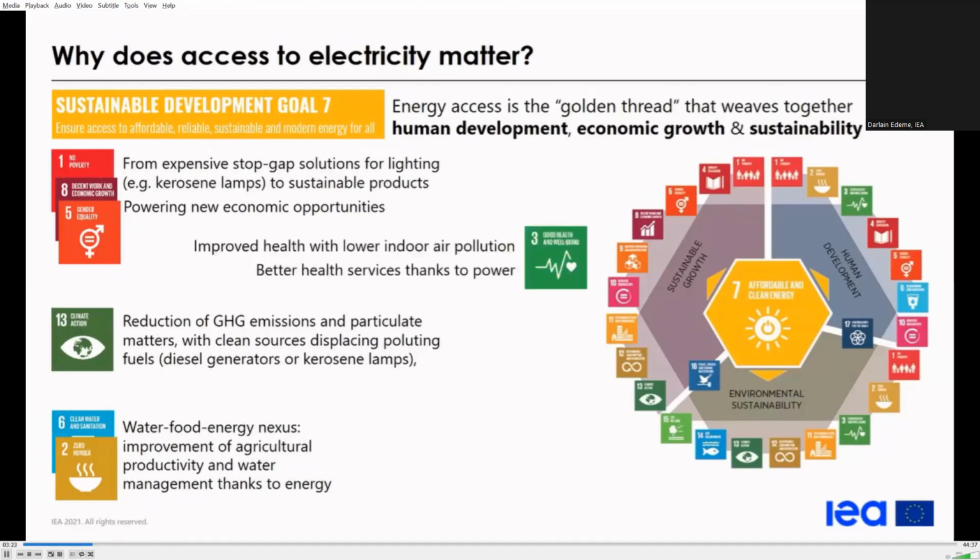Then energy is very much related to SDG number 3, with health services benefiting from power and also with improved indoor air when there are clean sources of lighting, for example. And last, with energy, we can get better conditions for studying at home with better lighting services, for instance, and also better school services when schools are electrified.